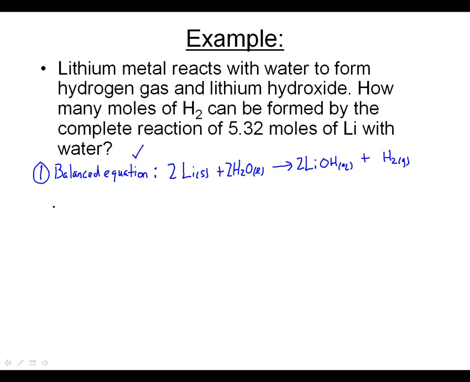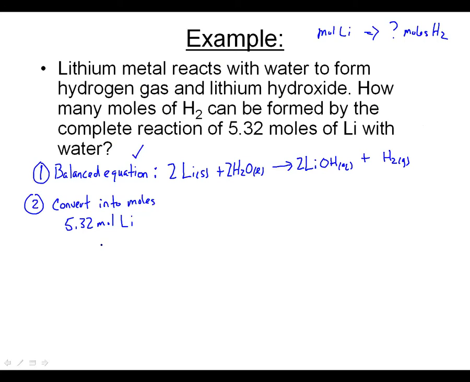Step number 2 is to take whatever they gave you and convert it into moles. So in this problem, they gave us that we are starting with 5.32 moles of lithium. And remember, we want to go from moles of lithium, and eventually what we're trying to find is how many moles of hydrogen gas.